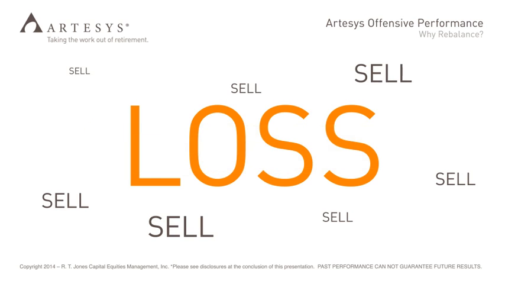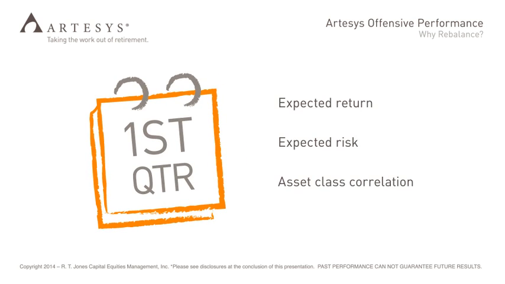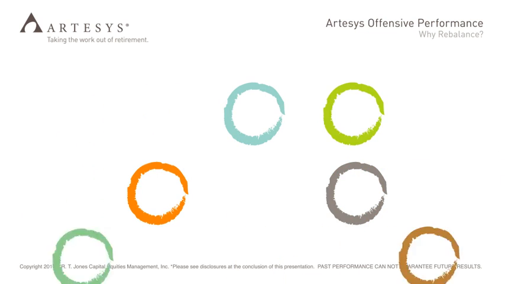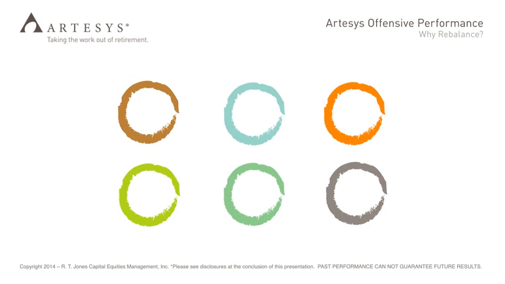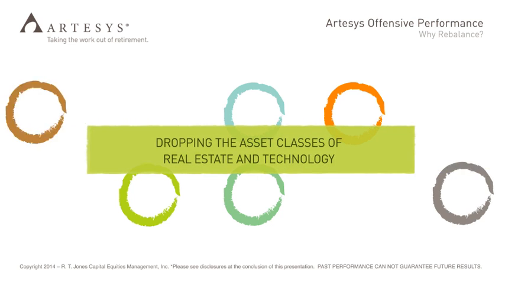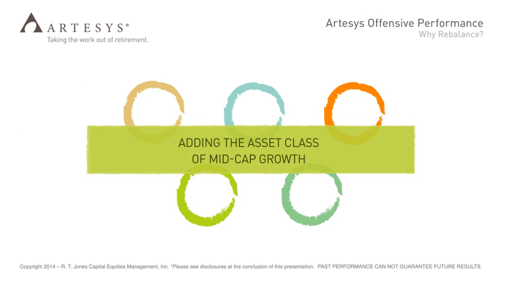At the beginning of each year, through our quantitative modeling, we evaluate the expected return, expected risk, and correlation of many asset classes. We update the inputs to our models and look for combinations of asset classes that will help increase the expected return for each portfolio while maintaining the expected level of risk. This year, the Artesis model suggests that we will be able to improve expected returns by dropping the asset classes of real estate and technology and adding the asset class of mid-cap growth. Once again, foreign and emerging markets do not appear in our portfolios.